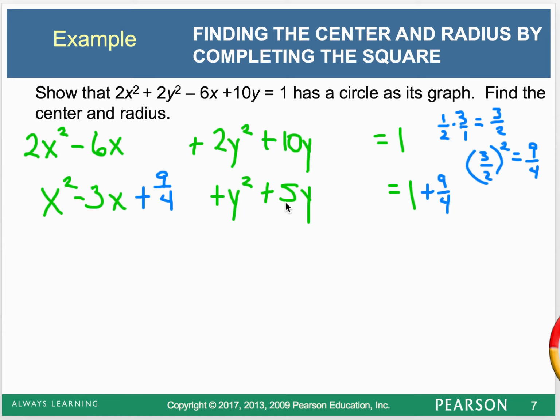Now I need to take half of 5. So half of 5 is 5 halves, and square it. That's 25/4. Add that to both sides.